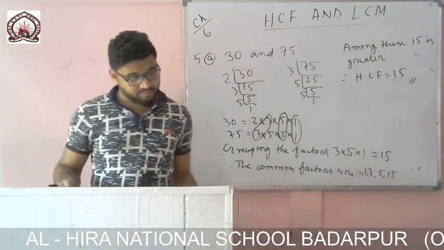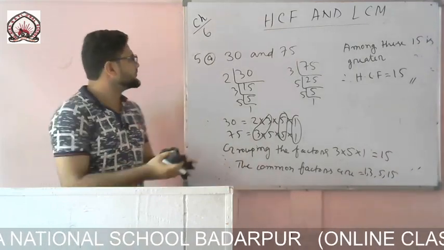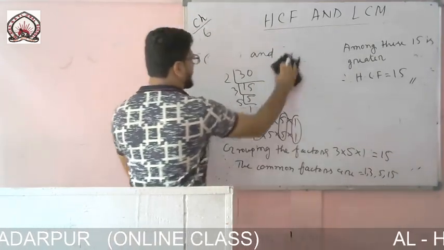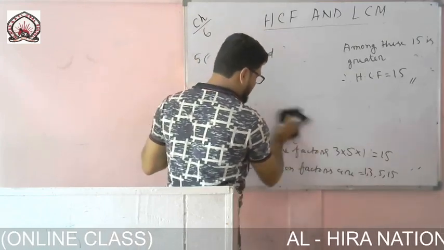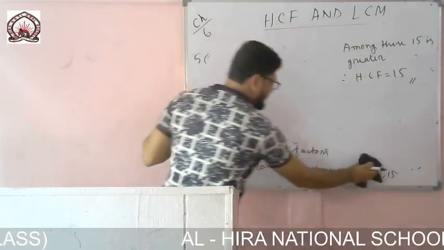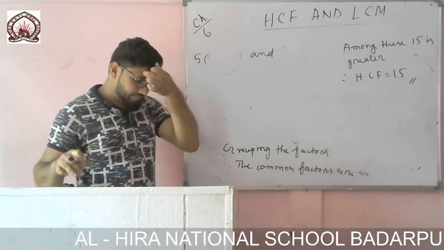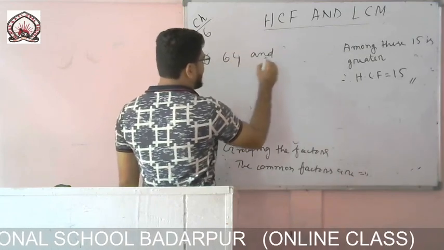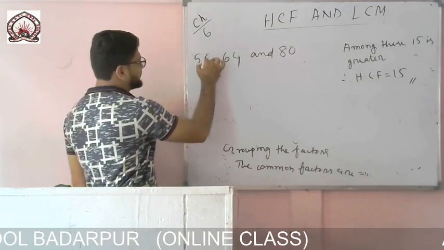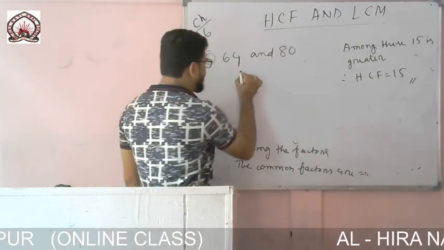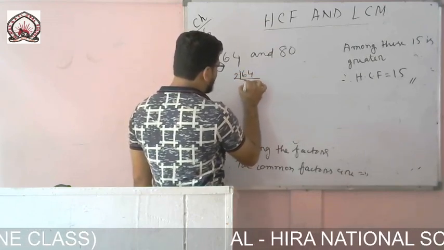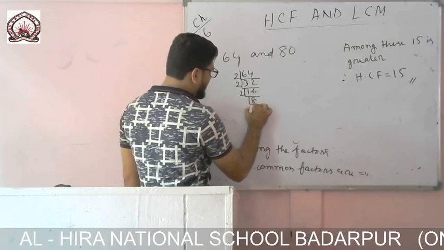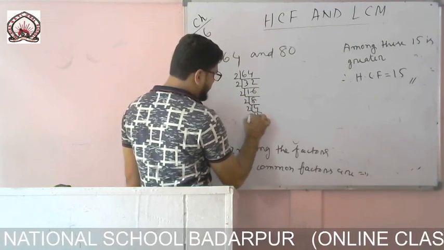Now come to question number B. 64 and 80. So write 64. 2 32s are 64, 2 16s are 32, 2 8s are 16, 2 4s are 8, 2 2s are 4, 2 1s are 2.